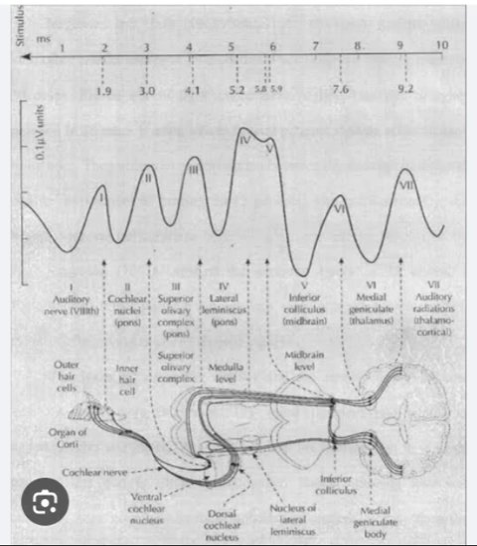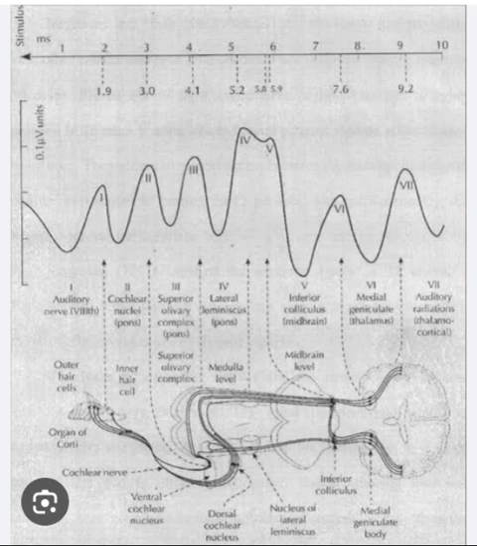Wave I. Wave I is the first positive deflection observed in the BERA waveform. It represents the initial activation of the auditory nerve fibers in the cochlea. Wave I is primarily generated by the synchronous firing of the distal portion of the auditory nerve fibers and is typically observed within 1 to 2 milliseconds after the auditory stimulus.